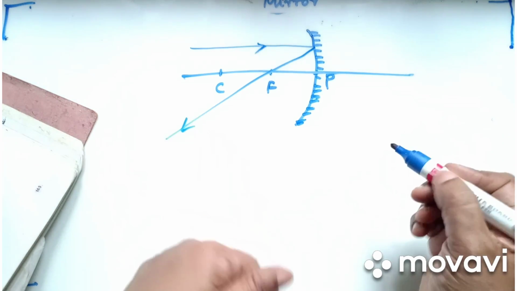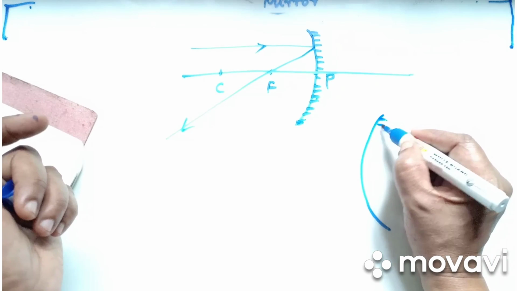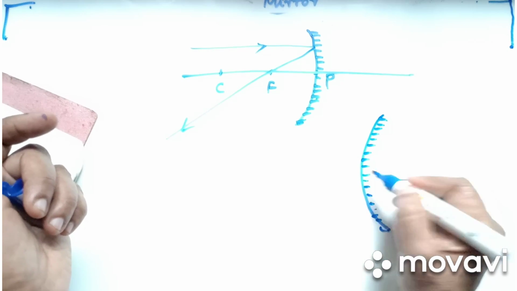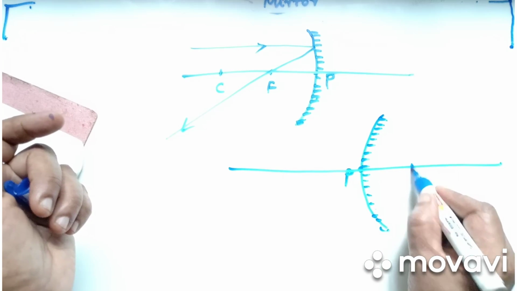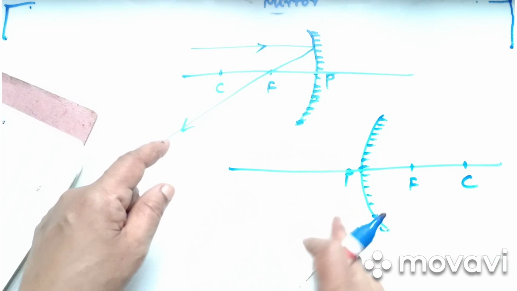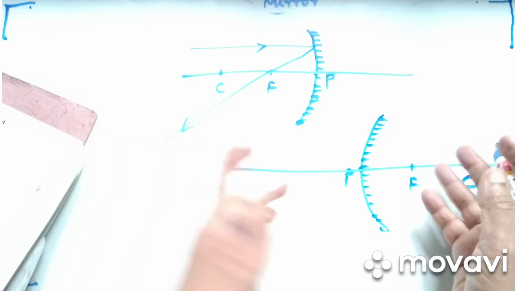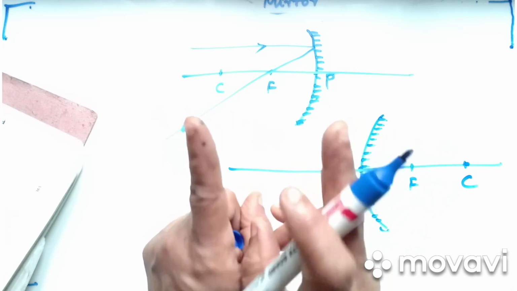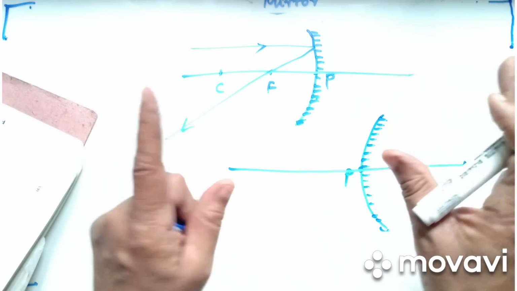Clear? Now, if it is a convex mirror, this is the pole, this is your principal axis, this is your focus, this is your center of curvature. No doubt? Because this is a part of the circle. So the center of curvature and focus are on this side. The concave mirror is like this. Okay, clear? I had told you how we should imagine the concave mirror in our mind.